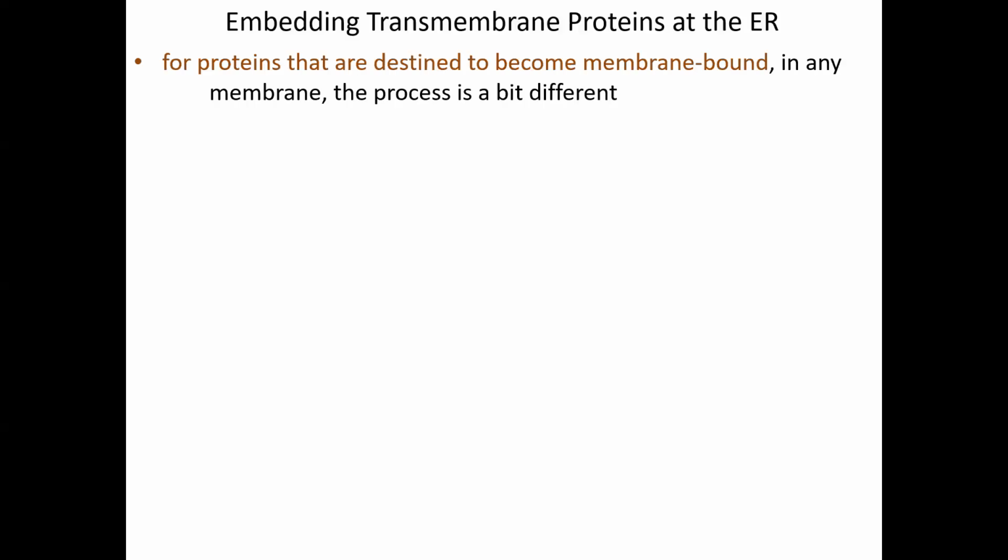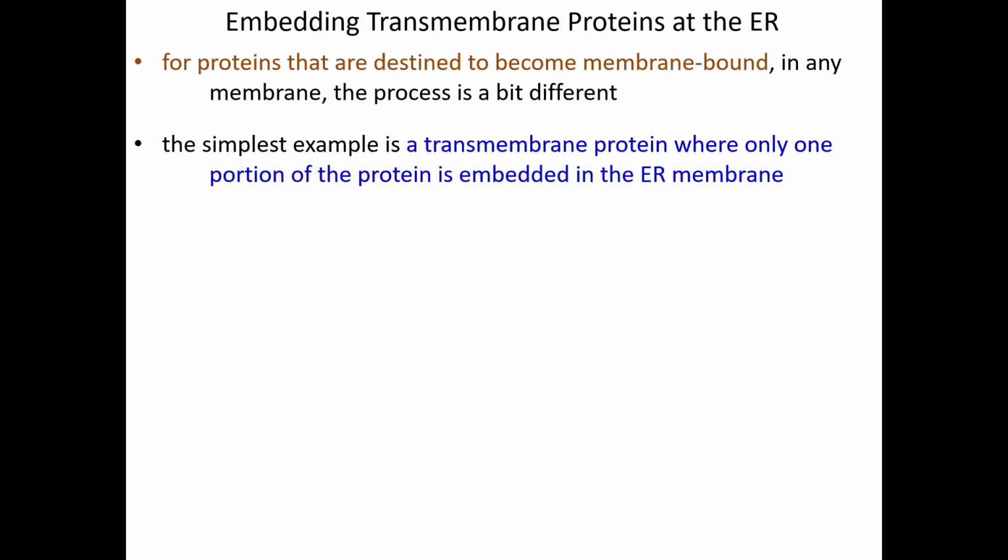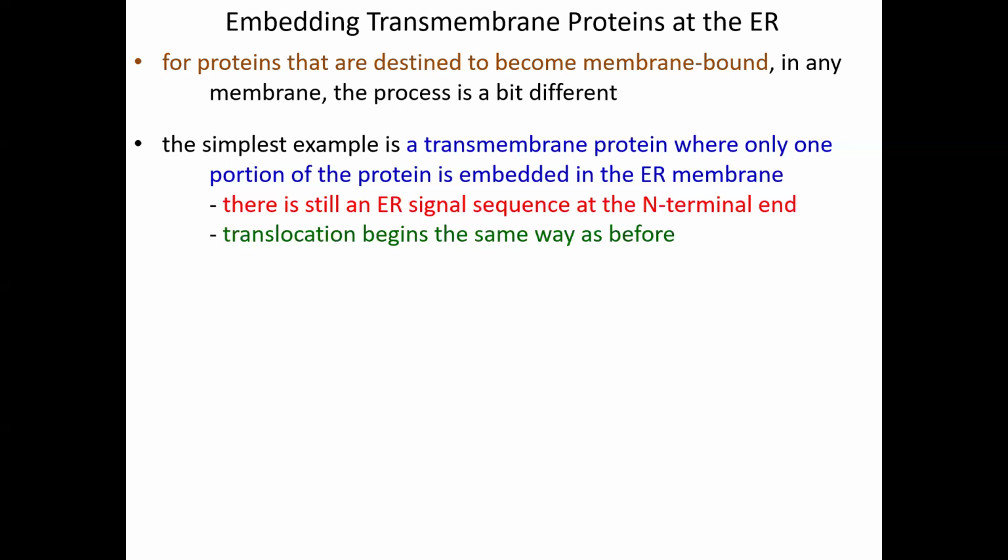What about transmembrane proteins? For proteins that are destined to become transmembrane, the process is a little bit different. It starts off the same way. We still have a signaling sequence, we still have an SRP, we still have an SRP receptor, but the transmembrane protein has in it a piece of its amino acid chain that will become embedded in the ER membrane. And that embedded part anchors the protein into the membrane. But again, the beginning starts all the same way. There's still an ER signaling sequence.